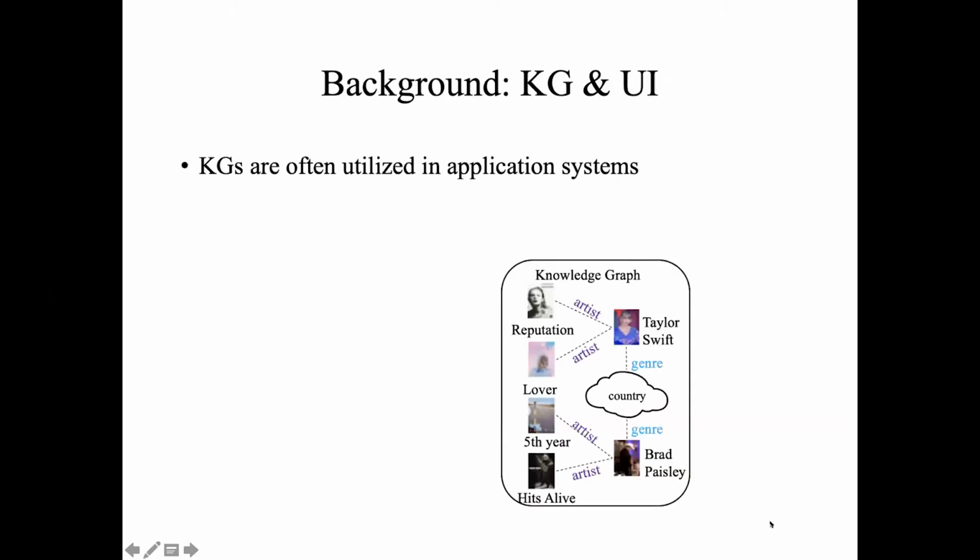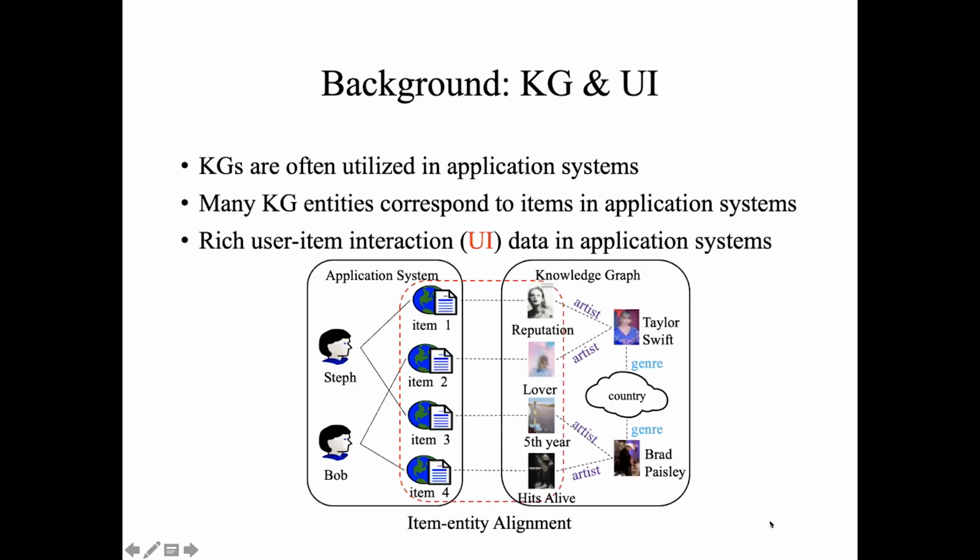Knowledge graphs are often utilized in application systems, as per our observation. Many knowledge graph entities correspond to online items in application systems. For example, Taylor Swift's song Lover can be found in both Freebase and Last.fm platform. For knowledge graph entities aligned to online items, we can obtain fact triples from the knowledge graph as well as rich user item interaction data from the application platforms.